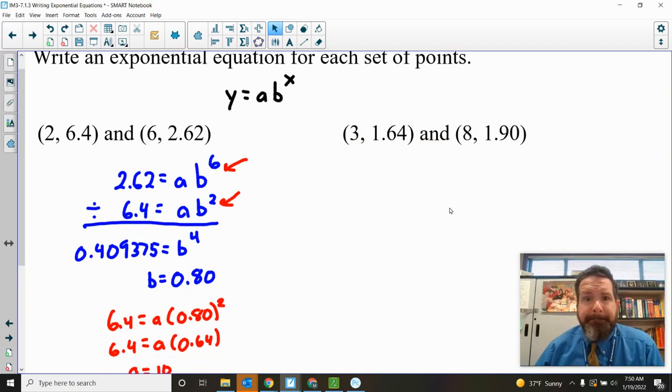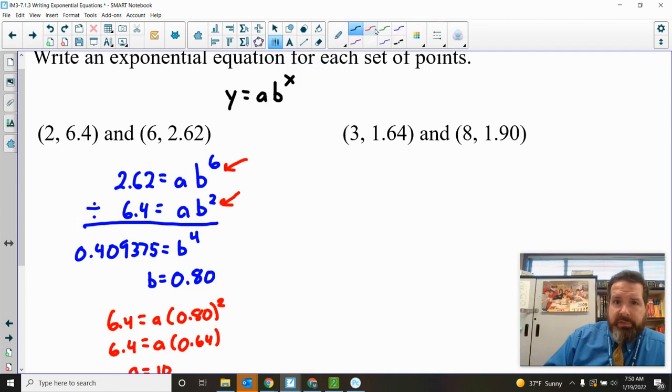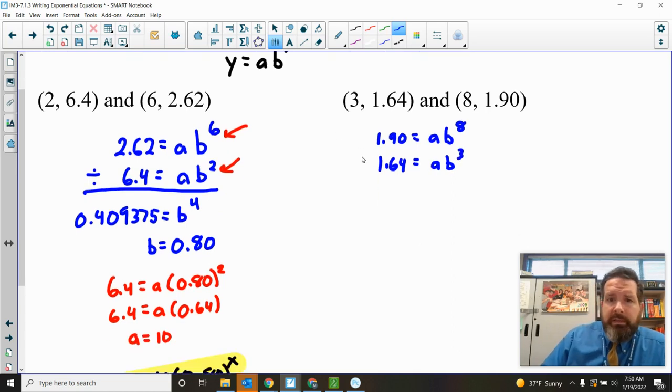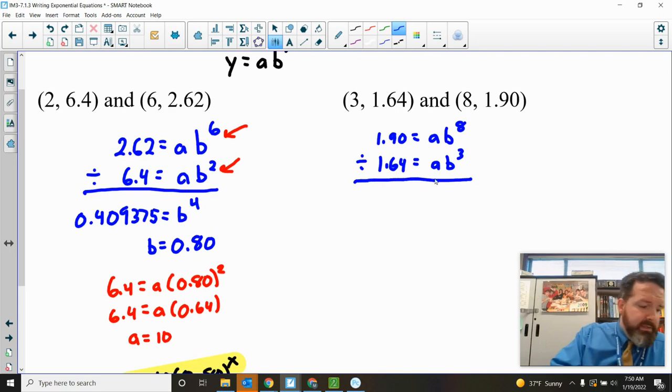Let's see what we get. So like I said, I hope that you are trying yours or have tried yours already as I get mine set up. So 1.90 equals ab to the 8th. 1.64 equals ab to the 3rd. And then divide to eliminate the a's. So 1.90 divided by 1.64.